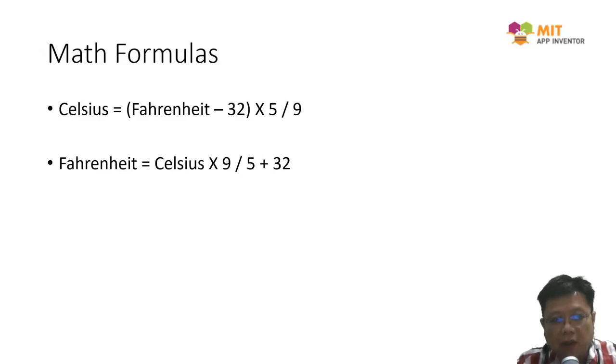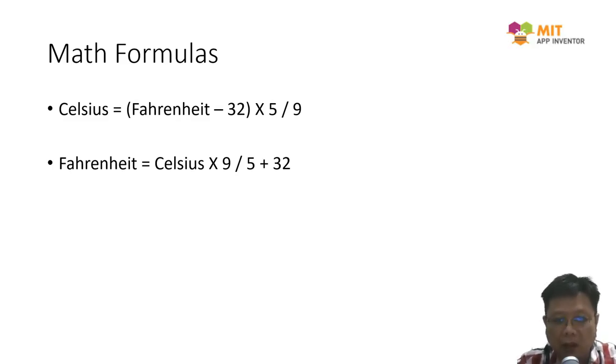Alright, first we need two formulas. The first formula is converting the Fahrenheit value to Celsius, which is (Fahrenheit - 32) multiplied by 5 divided by 9. And the second formula is converting the Celsius to Fahrenheit. So Celsius times 9 divided by 5 plus 32 equals Fahrenheit.